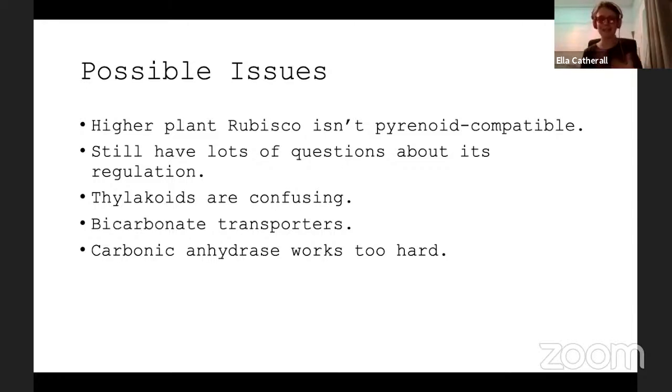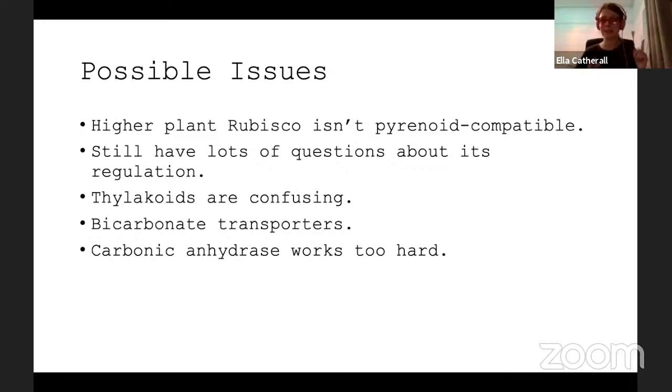So again, quite complicated. The other thing is, as I mentioned before, the pyrenoid is an inducible system. And so we still have a lot of questions about how it's regulated. Understanding the genetic regulation there is going to be really key to being able to engineer it into crop plants. And we just don't quite have that understanding yet. There are certain elements that seem to be regulated a lot by phosphorylation, which is great. But obviously we then need to identify what are the kinases and what are the phosphatases responsible for that.